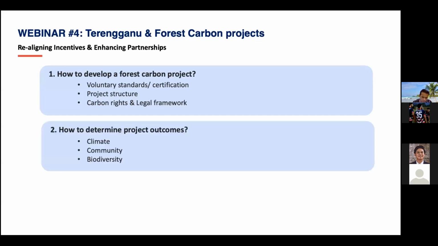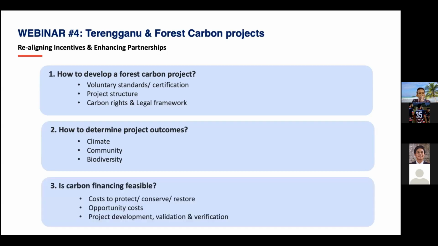How to determine climate outcomes, bagaimana menentukan hasil project carbon. So there's three main impact ataupun manfaat from these types of projects that needs to be measured ataupun diukur. It's climate, community, and biodiversity. And number 3 is carbon financing feasible. Adakah pembiayaan karbon dapat dilaksanakan, right?